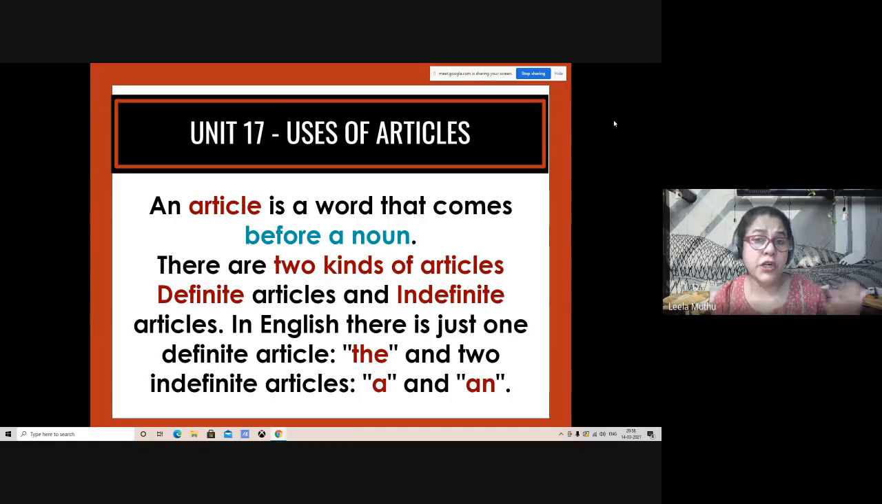For example, I saw a girl on the street. The girl that I saw was the same girl who comes to the temple every day at 5 o'clock. So here you have very specifically said which girl you're talking about to your friend, and she knows immediately who you're talking about because you have specified it by using the. When you use a and an, they're indefinite articles. You don't know. It is a general way of addressing a noun.